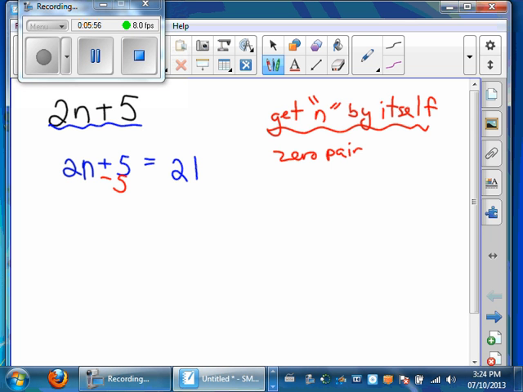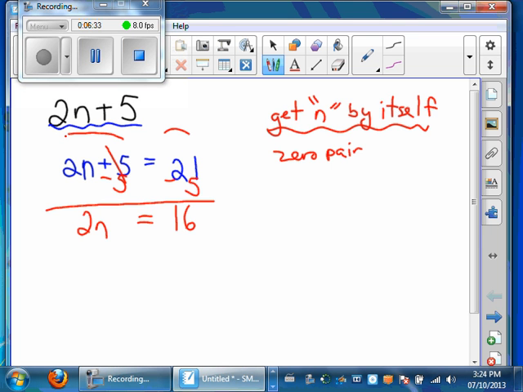But if we were going to do that to one side, we know that's going to tip the weight of the equation. So in order to maintain the balance between this side of the equation and this side of the equation, we have to also subtract 5 from the other side. So now we know that's zero paired out, so that's gone. And now we can say that 2n must equal 16. All right, so now we have 2 times a number must equal 16.